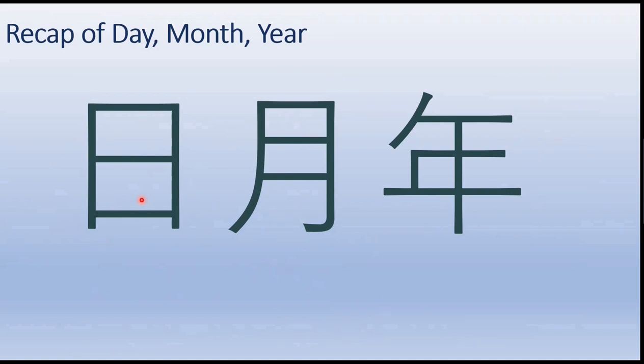So now let's have a quick recap of three kanji. This kanji, as you know, represents the sun and also the day. This kanji represents the moon and also the month, and this kanji represents the year. So when we write the date in Japanese, we use these three symbols. When we do a chapter on date, we will look at these in detail once again. For the time being, this is day, month, and year.